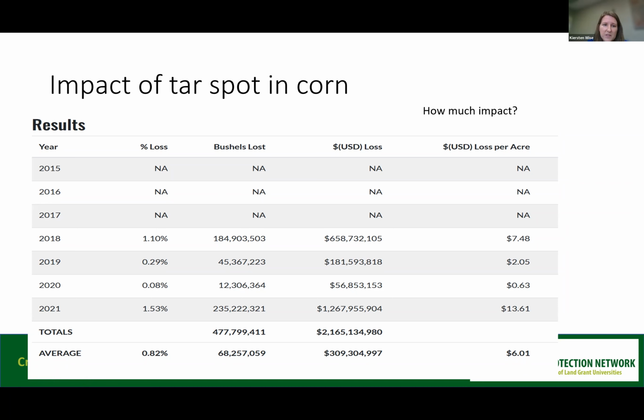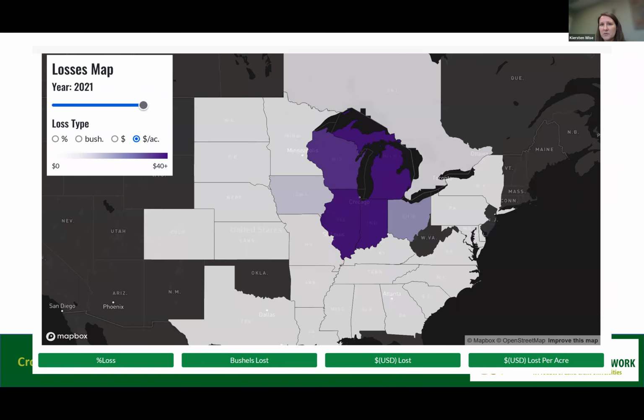I always like to show this because I think this is a really good example of some of our plant pathology principles, that some years are going to be more favorable for the disease than other years. It just happens that 2021 was a very favorable year for tar spot and there was a lot of impact. I think that's where a lot of the concern comes from when you have those devastating yield impacts. Again, this yield loss calculator really helps put together the numbers on how much impact it is having, and it also helps visualize where this impact is occurring.